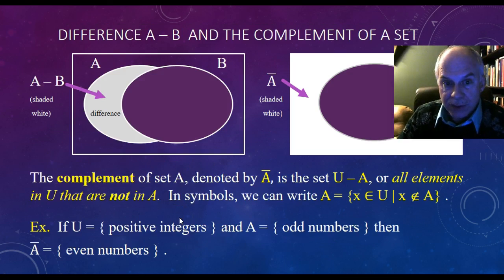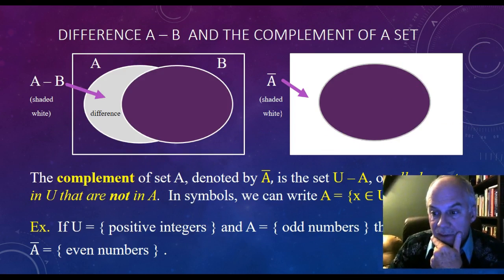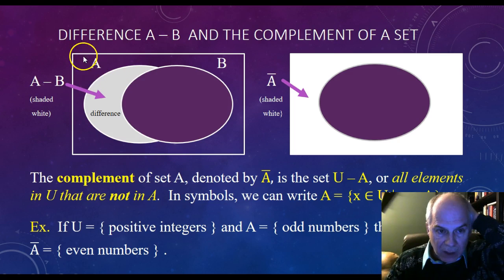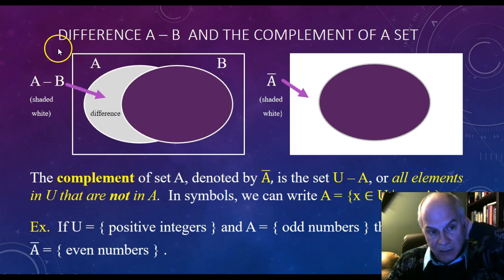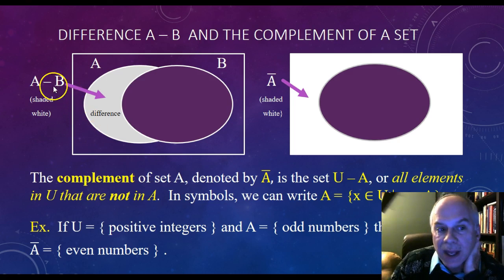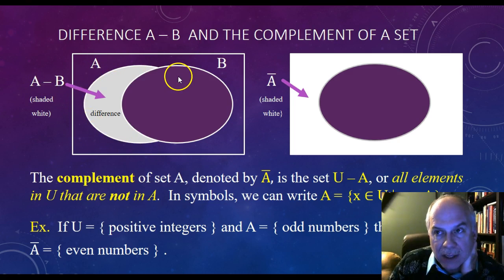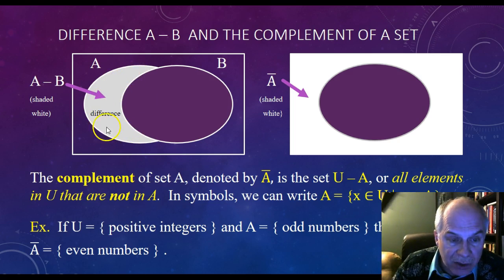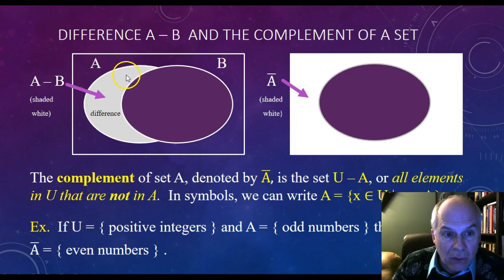So let's look at the Venn diagrams for the difference. In this Venn diagram, I've got the universal set on the outside, the rectangle, and I've got the set A here. If I subtract set B, that means I'm going to take away everything that's in B. That leaves just this region here that is shaded white. So this is A minus B.